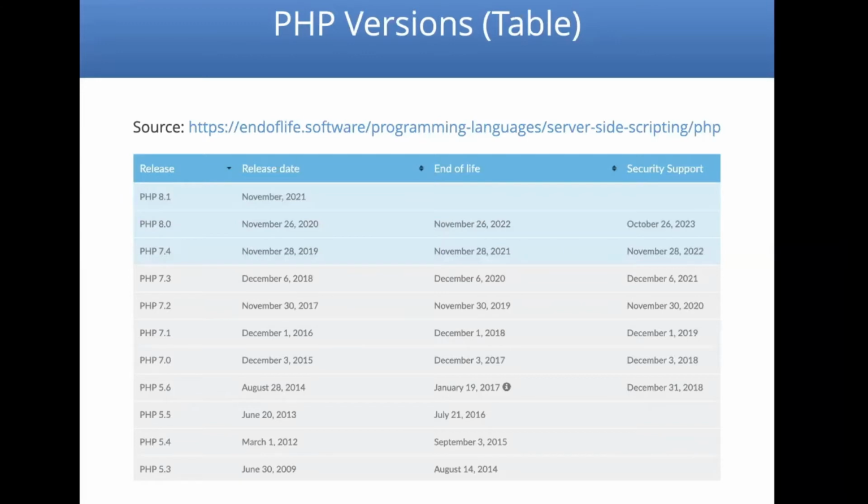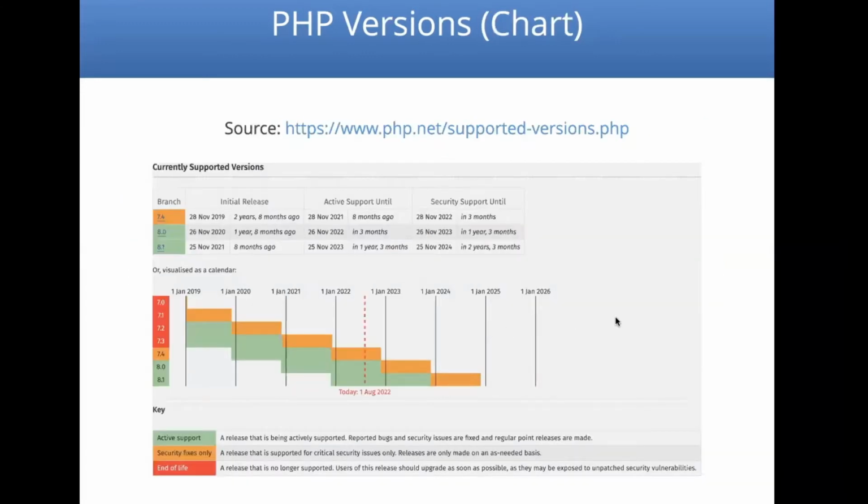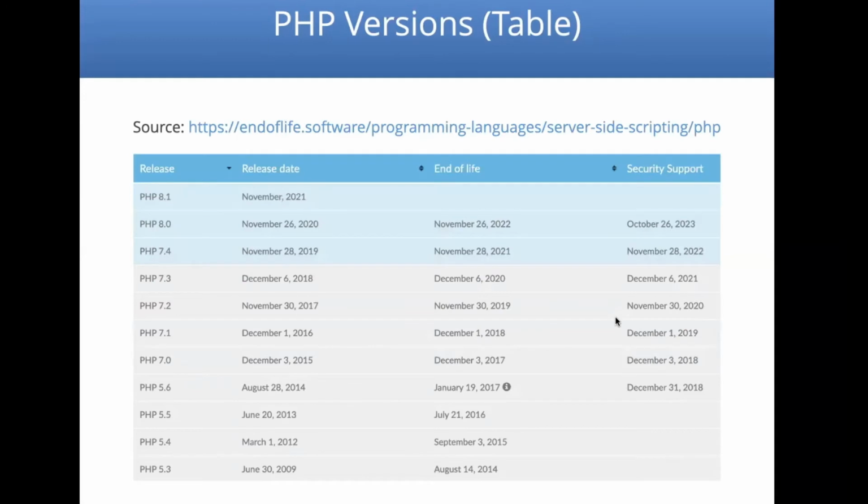There's a couple of places where you can see this. This is a table that shows, since 7.0, it's around the end of November, early December when they've had release dates. So it seems to be pretty consistent. Hopefully they'll keep with that pattern. And as you can see, the top 3 are the active versions, and security support for 7.4 ends November 28th of this year.